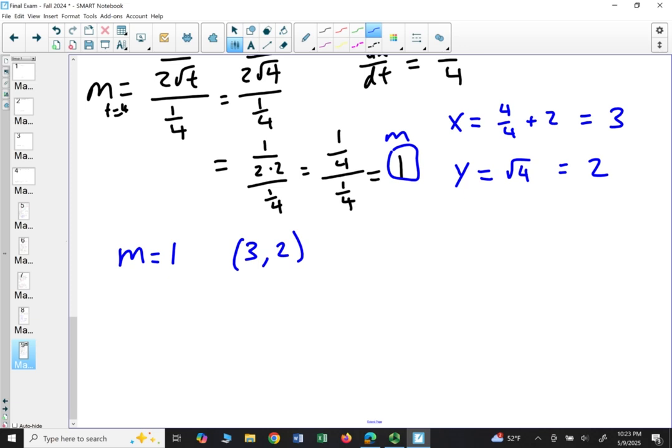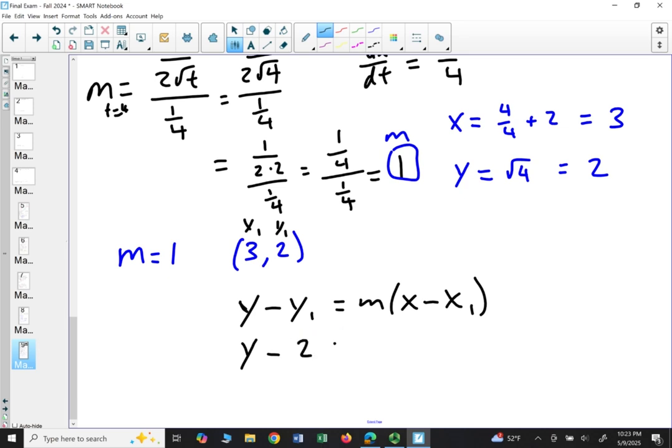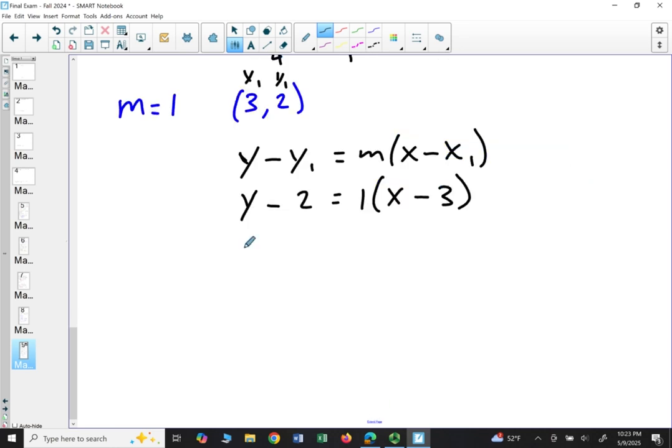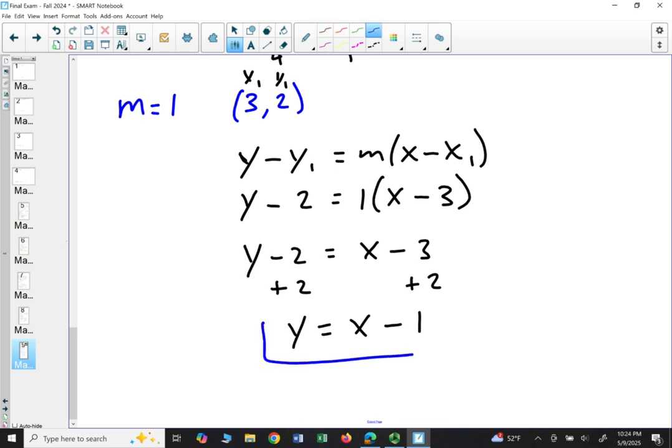Okay, so we go to our point slope form. Right, so y minus y1 equals m times x minus x1. So y minus 2 equals 1 times x minus 3. Okay, distributing the 1 just gives us x minus 3. Add the 2 over. So we have y equals x minus 1. And that would be our equation of the tangent line.